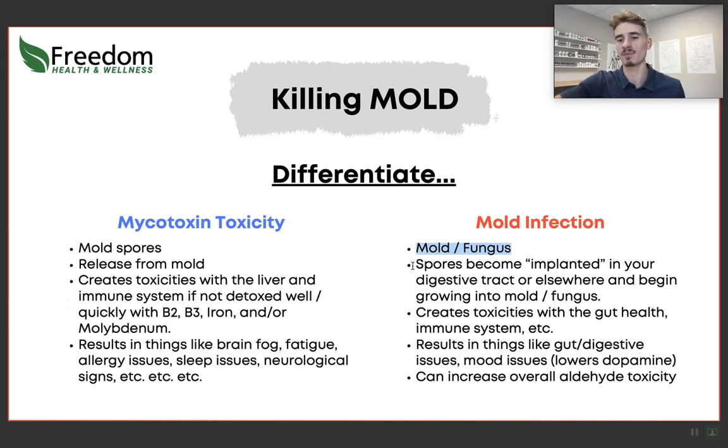So essentially what happens is the spores become implanted in your digestive tract or elsewhere and begin growing into that mold and fungus. Okay, these spores are kind of like seeds released from the mold, and essentially if it's in your system long enough, you'll start growing this mold and fungus within your own body. Usually that will lead to an iron and B2 deficiency, and those deficiencies will then make it hard to detox the spores that are also there. So as you can see, this problem just kind of can create more and more problems as time goes on.